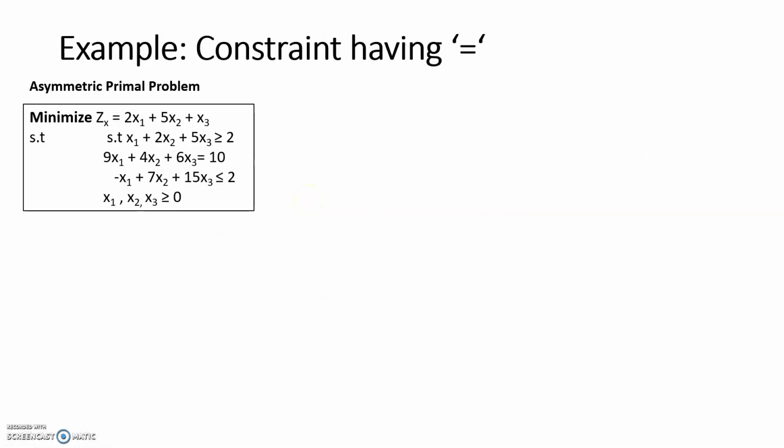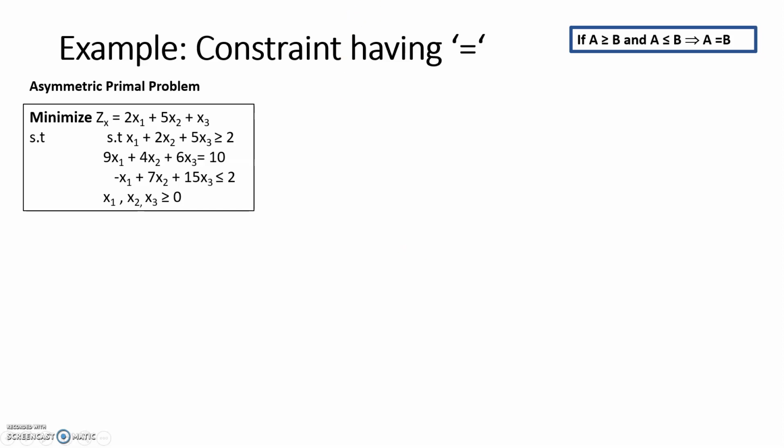Now we are considering one more example, an exceptional case, where a constraint may have an equality sign. If it is less than or greater than, we can convert this into the appropriate form by multiplying it by a negative sign. But here again we want to convert this into symmetrical form. For this we will use this concept.